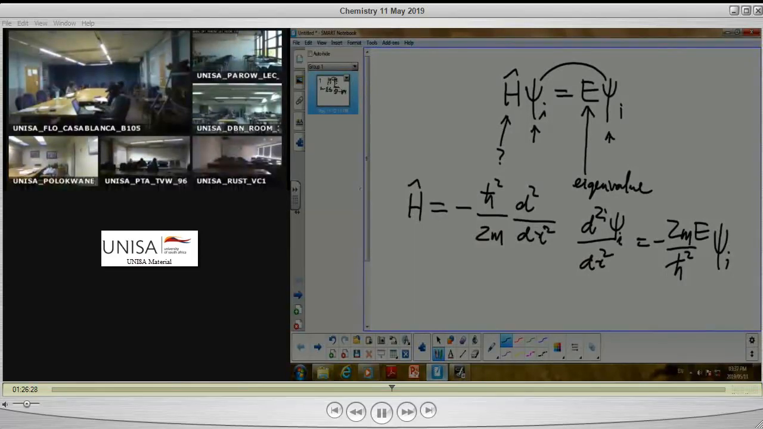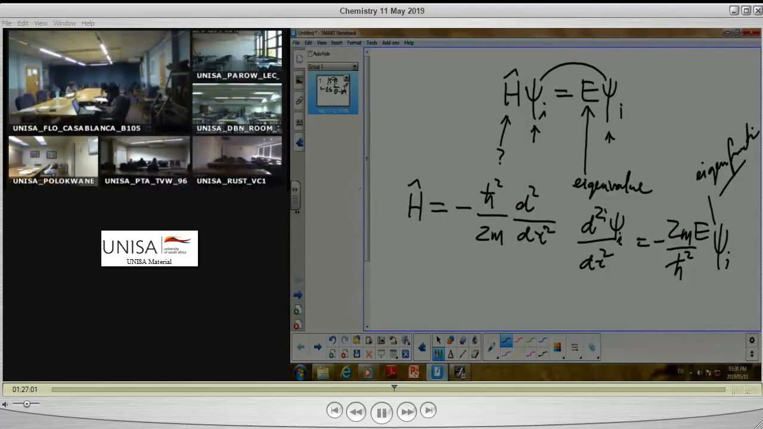In other words, every function that behaves like this, when subjected to an operator, gives you an eigenvalue times itself. That wave function is called an eigenfunction.